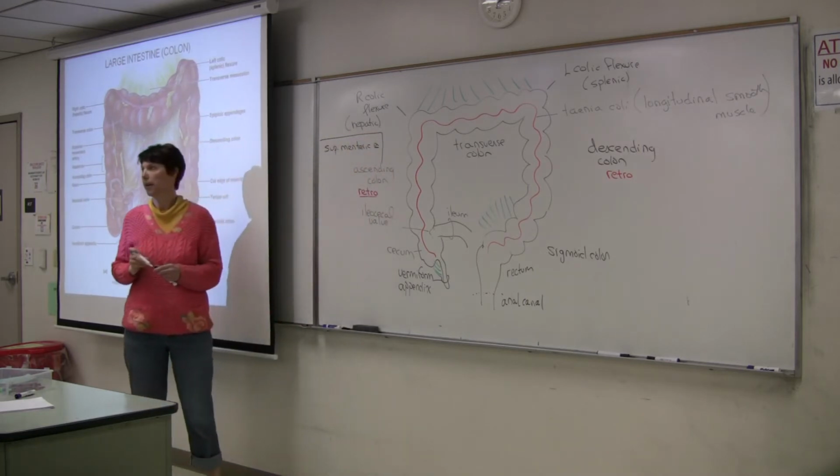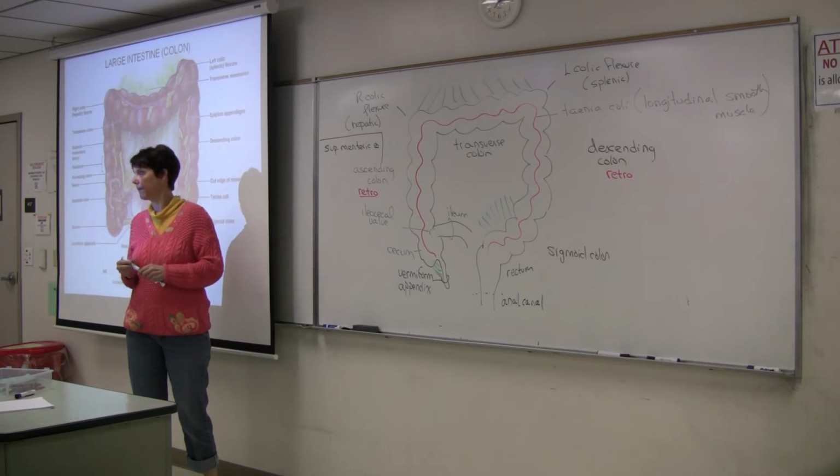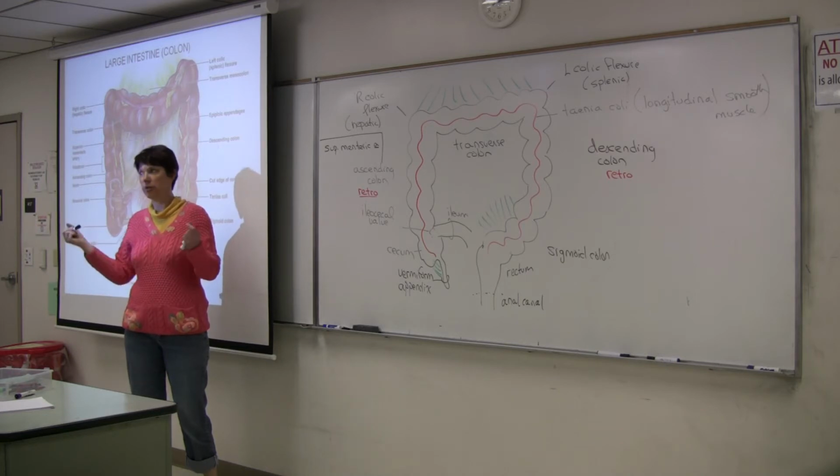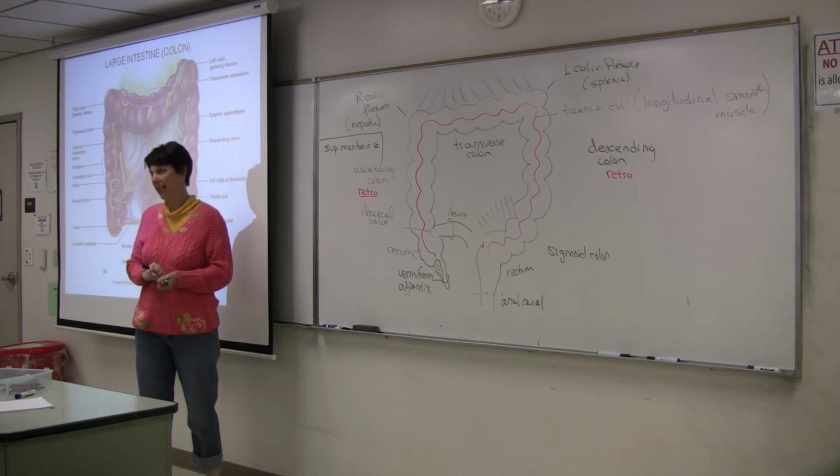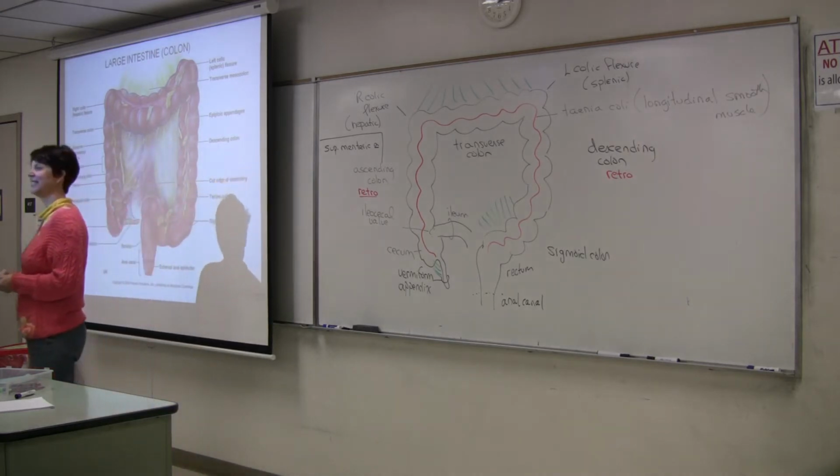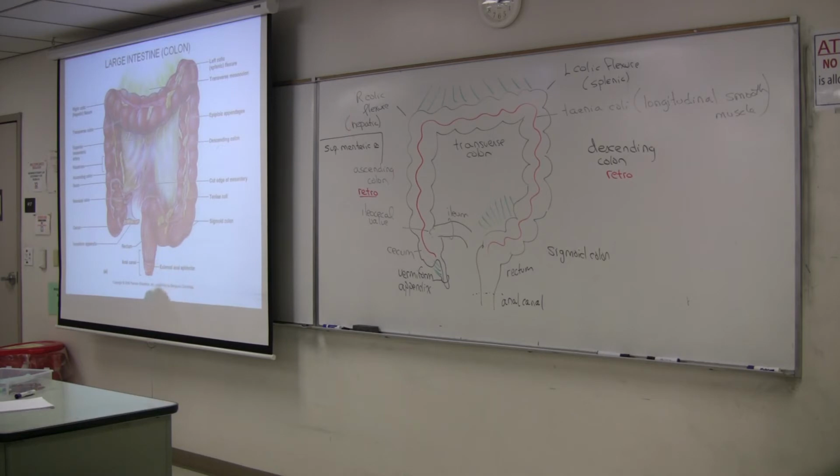What's the nerve supply? The parasympathetic nerve supply. What are the two choices? Vagus or, to help me think better, what's the other parasympathetic? Splanchnic, which one? Parasympathetic, pelvic splanchnic. Remember the PS relationship?